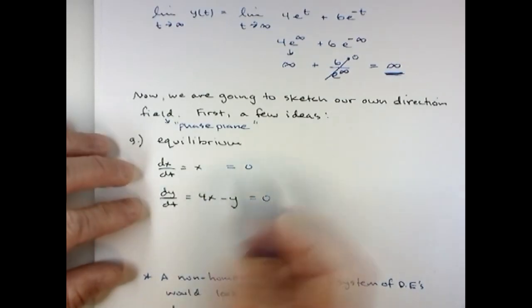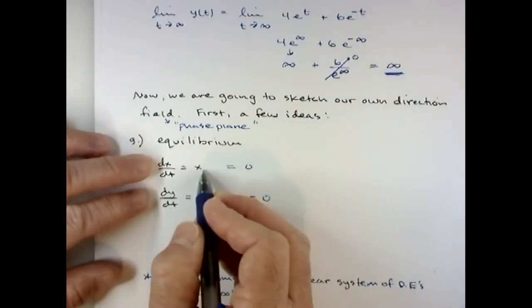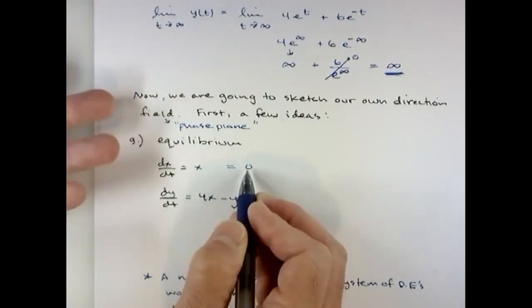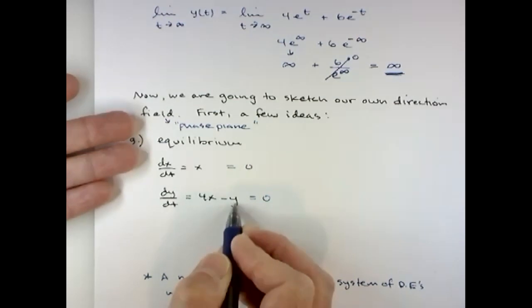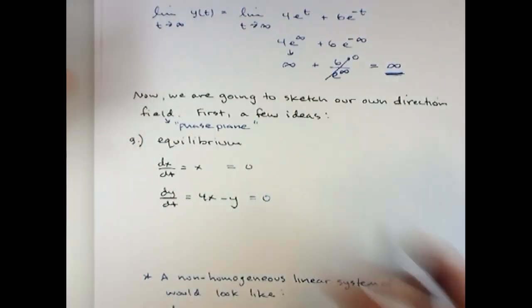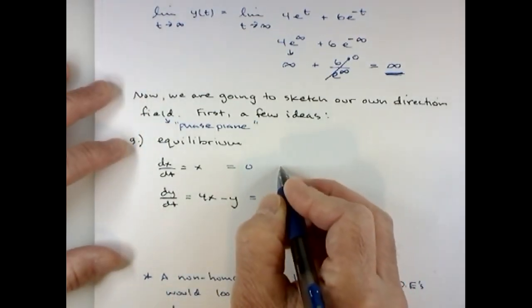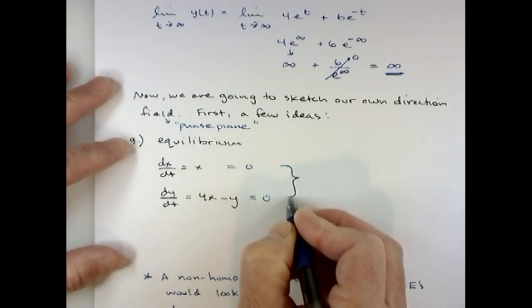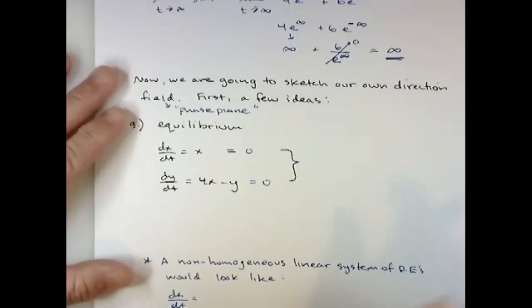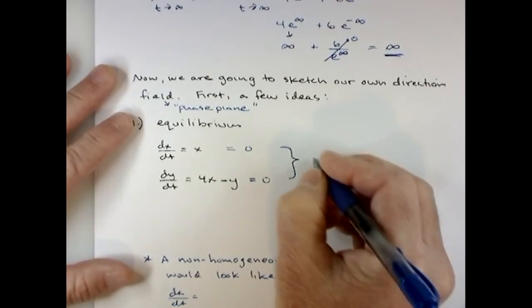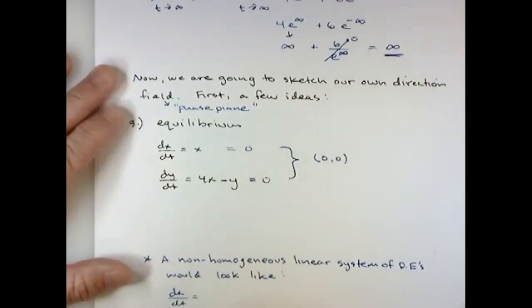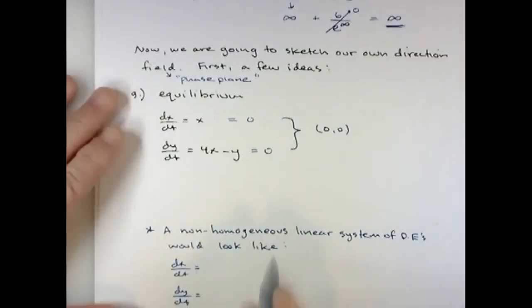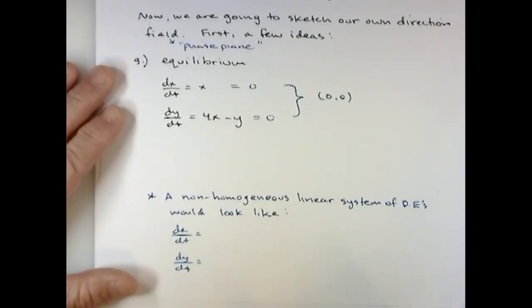We're trying to find numbers for x and y that make both of these equations equal to 0. Well, the first one tells us x is 0. And if we plug in x equals 0 there, what are we going to be left with for y? 0, right? And this will be true for all of our linear systems. I've got to be a little bit careful. My equilibrium is going to be 0, 0.